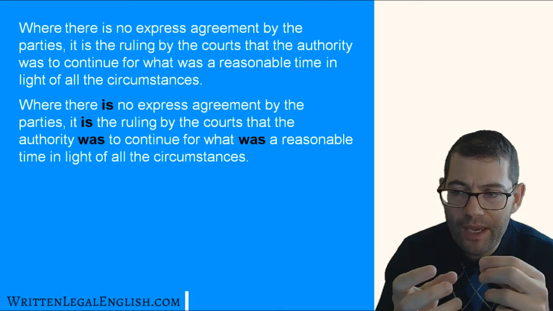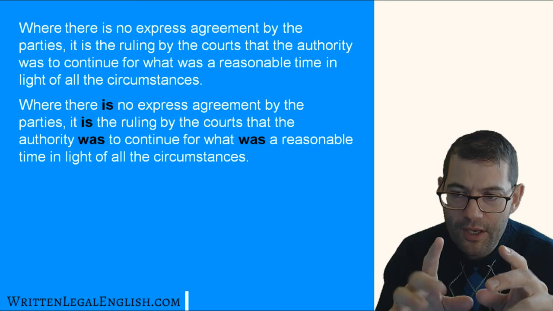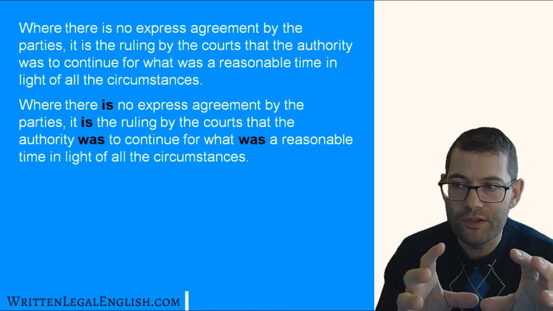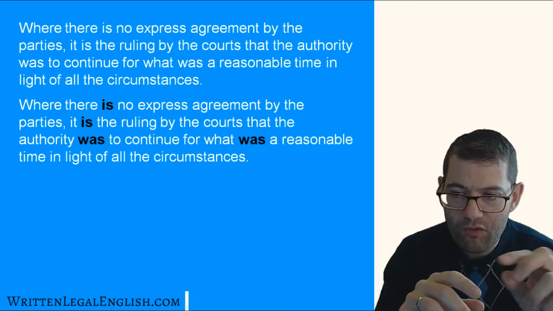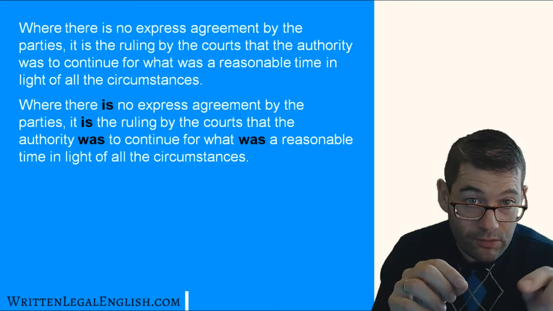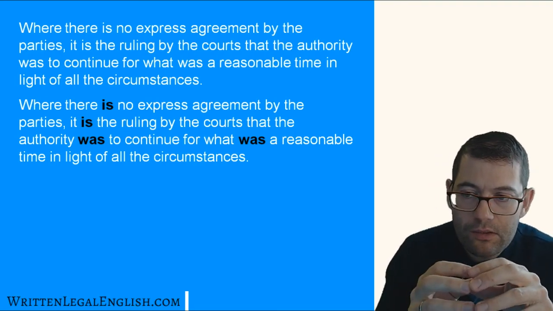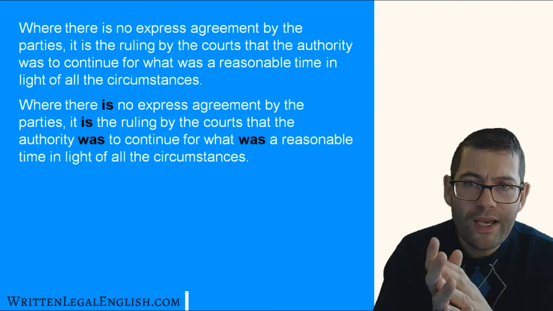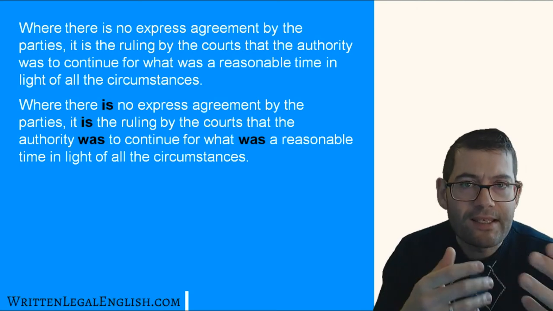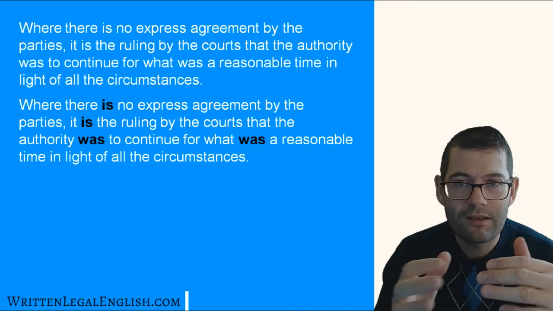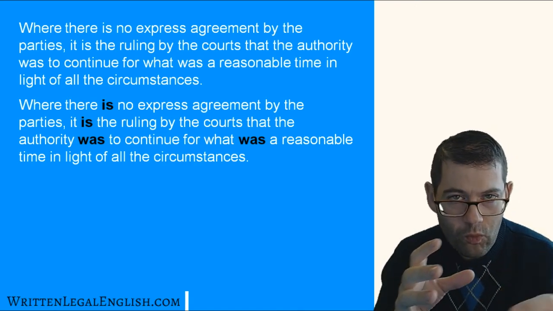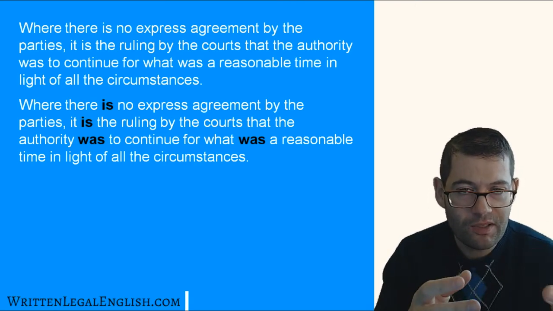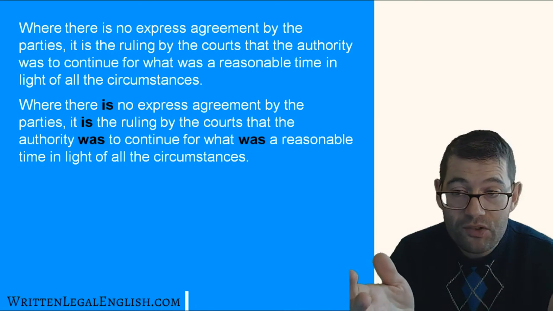But we also have to bear in mind sentence structure, because this is a subclause, "where there is no express agreement by the parties," comma, and what follows is the main clause. So is there another way to say "where there is no agreement"? What is "where is no express agreement" trying to communicate? Well, this is a hypothetical structure.